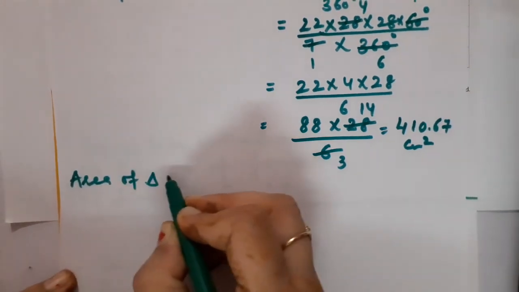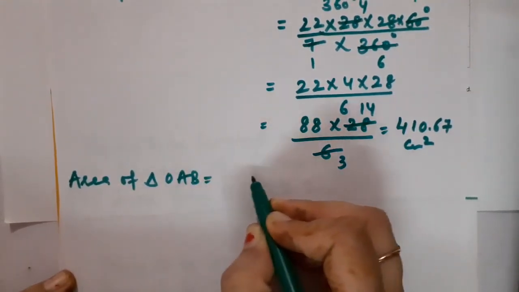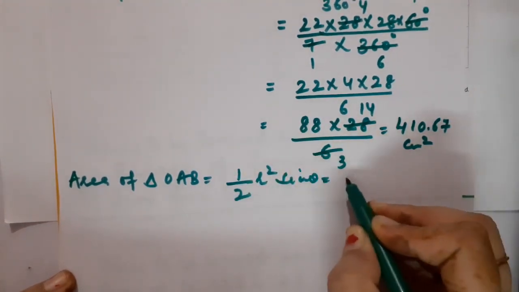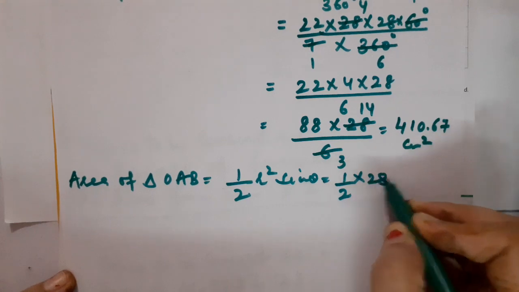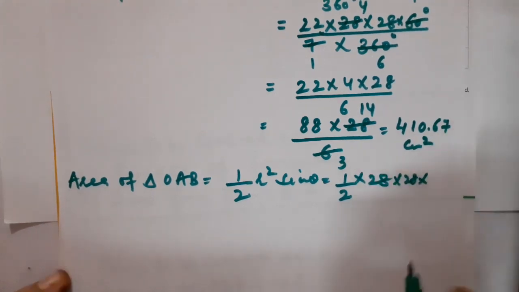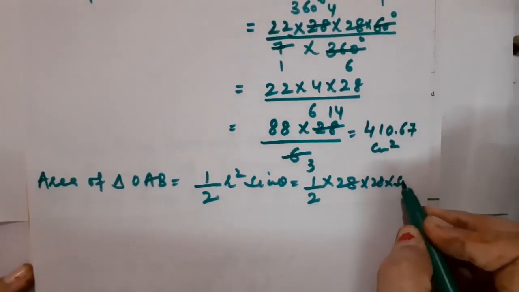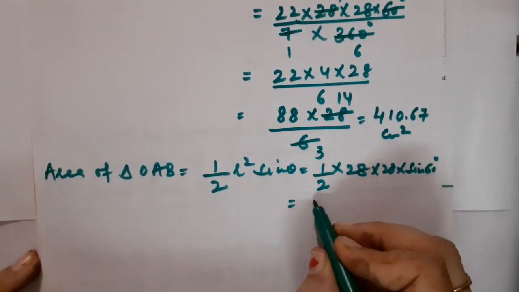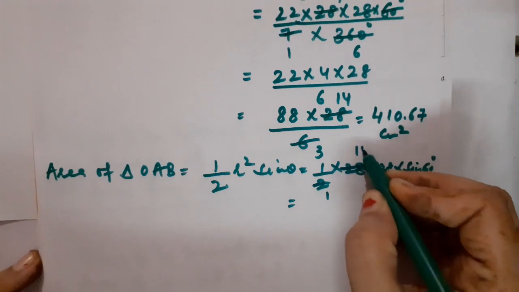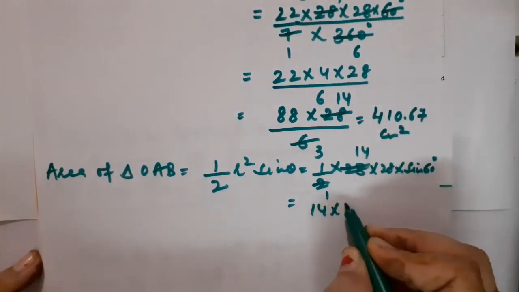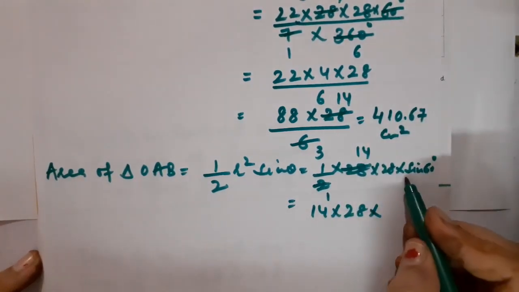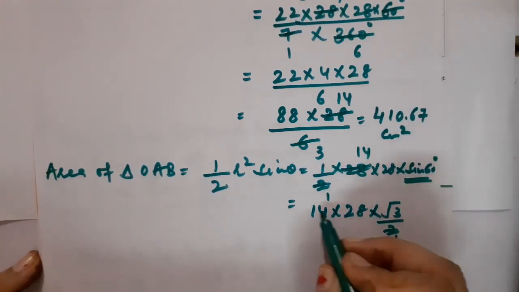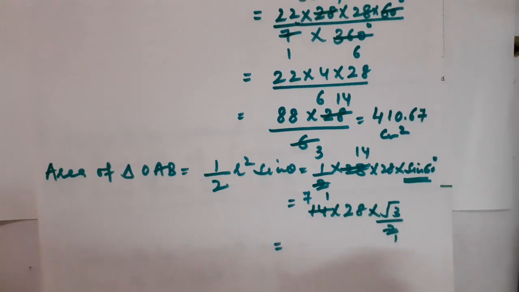Area of triangle OAB. I told you the formula, that is half r square sine theta. This is half into 28 into 28 into sine theta. What should I put at place of theta? Correct. This is 60 degree. So half is cancelling. This is 14. 14 into 28 into sine 60, you know, that is root 3 by 2. Cancel it again. It will be going on 7 twos are 14.